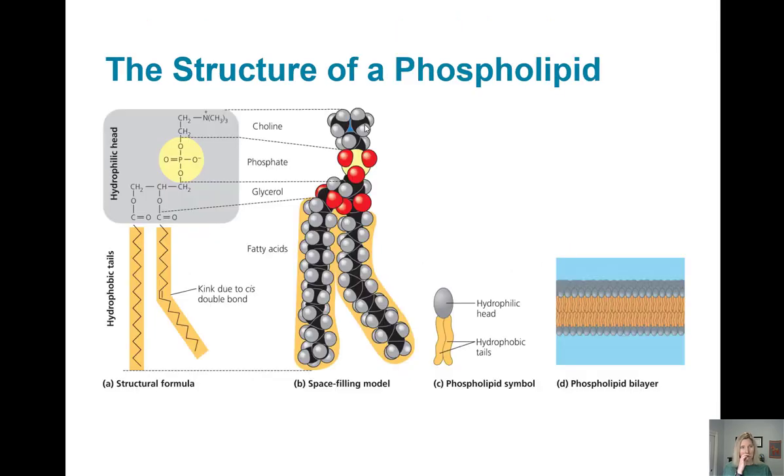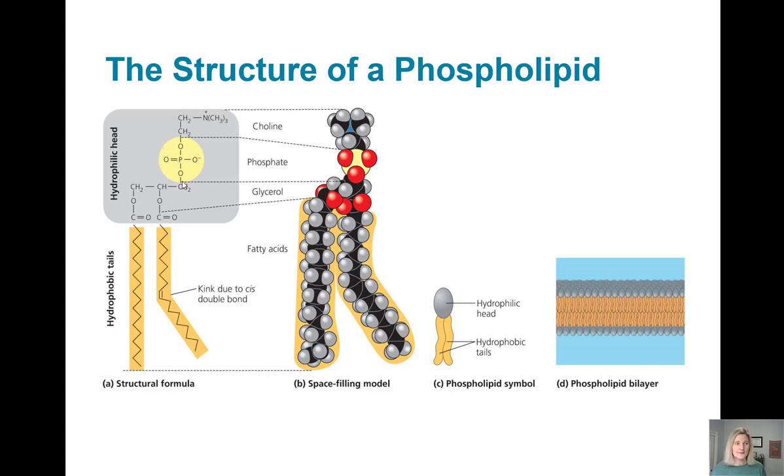All right, so let's take a closer look at another type of lipids. So we talked about the fatty acids. We're also going to talk about the phospholipids and the steroids. So the phospholipids are a very unique looking lipid because they have a nonpolar hydrophobic tail and a hydrophilic head.